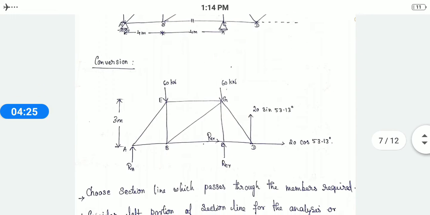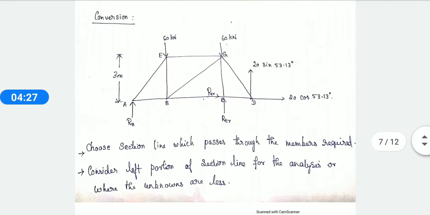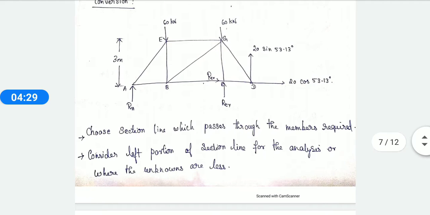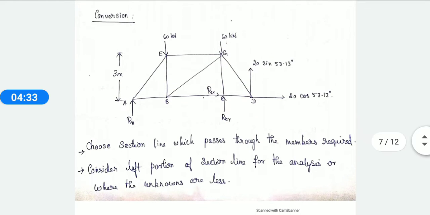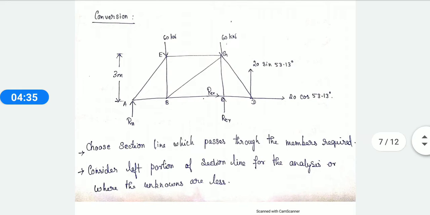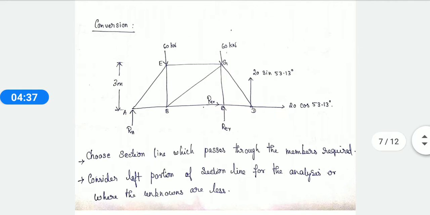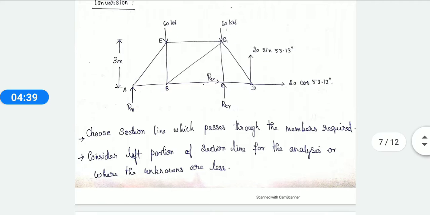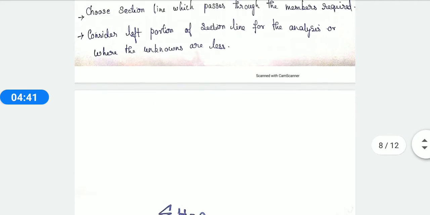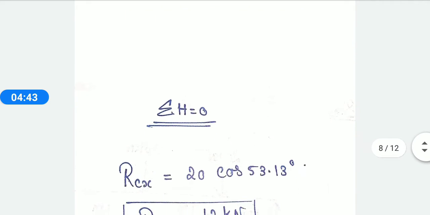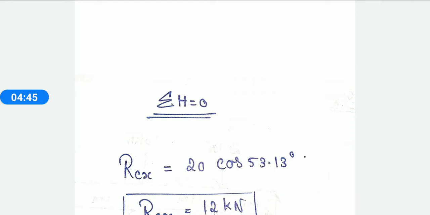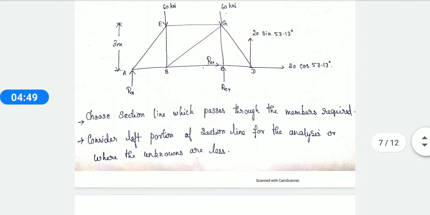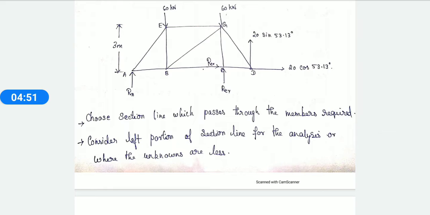Now we are going to convert this into different sections. Okay, before that I need to find my reaction values. For that I take the summation of horizontal forces equal to 0. How many horizontal forces are there? RCX and 20 cos 53.13. So RCX will be equal to 20 cos 53.13. Why? Because RCX is in the negative direction. See here.